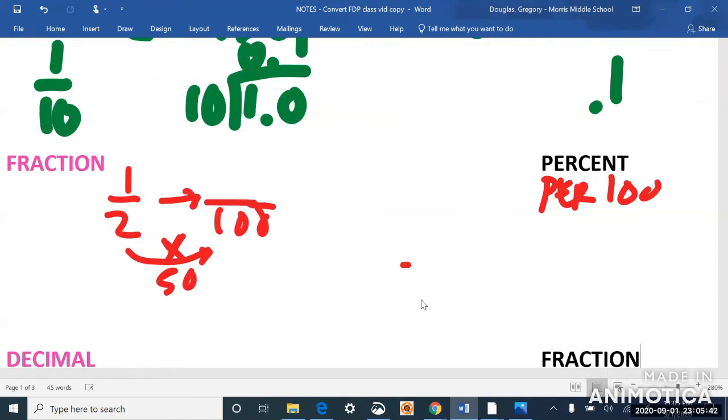Okay. So wherever you do the bottom of a fraction, you have to do the top. So 2 times 50 equals 100. 1 times 50 equals 50. And you can see that 1/2 is the same thing as 50 over 100. Now, that means 50%. 50 per 100. There you go.